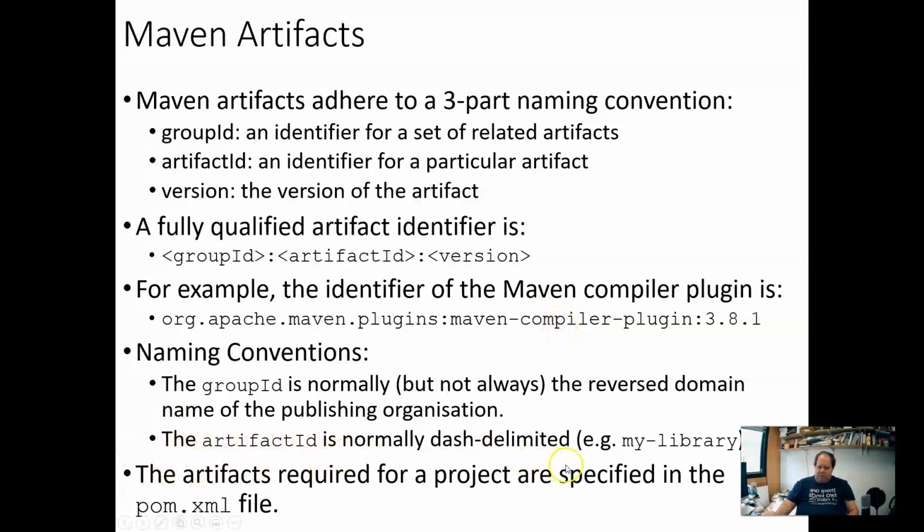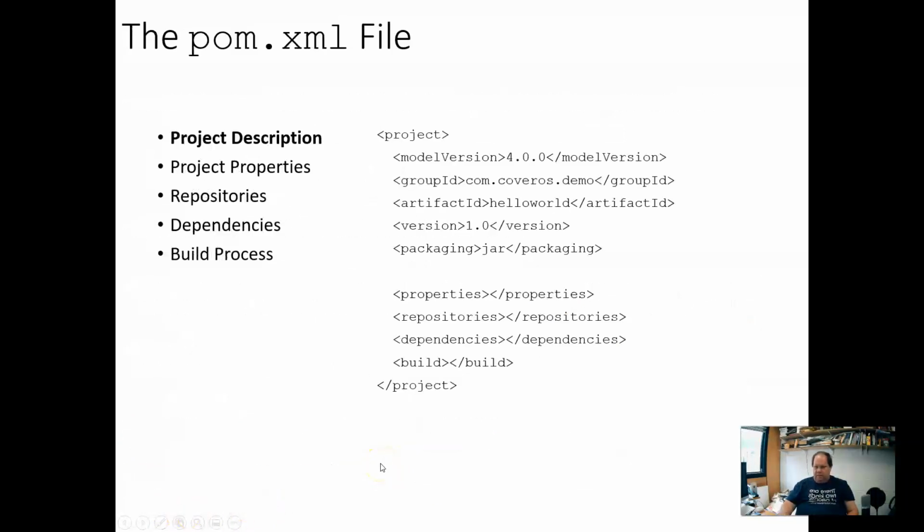All the artifacts required for a project are specified in this pom.xml file. I suppose now is the time to have a look at that file. So the pom.xml file is an XML file. It's got project tags. Within that you have a number of different standard tags. You have the model version, which refers to the version of the pom.xml file we're using, and it's normally 4.0.0.